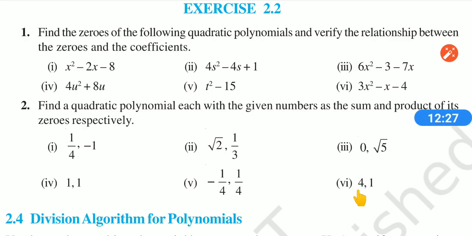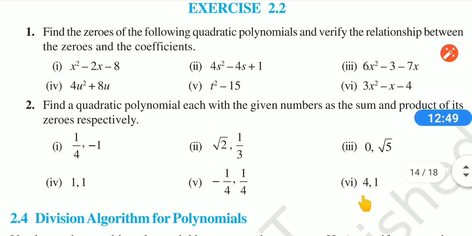Okay children, this is the last question in the second point. Okay, second question. So what is this? 4 comma 1 is given. 4 means what, children? Sum of zeros. 1 means what, children? Product of zeros. Using this you have to find out a quadratic polynomial. Let's move to the solution.